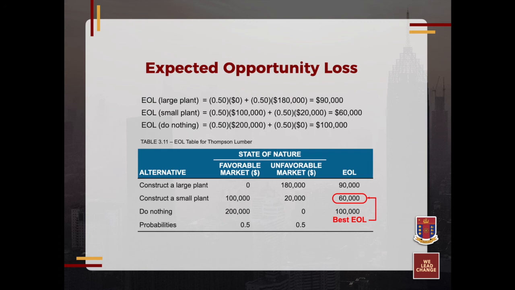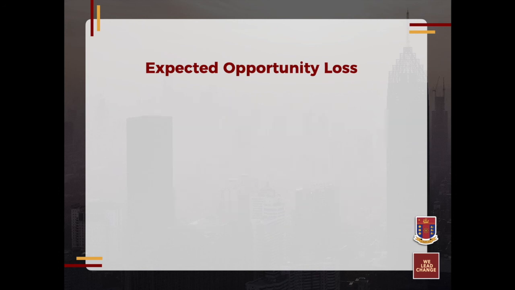Now for the list of EOLs that we have, 90,000, 60,000, and 100,000. And out of these three opportunity loss values, which would be the best EOL? That would be 60,000, because that is the minimum number out of the three. And so that's it for expected opportunity loss and decision making under risk.